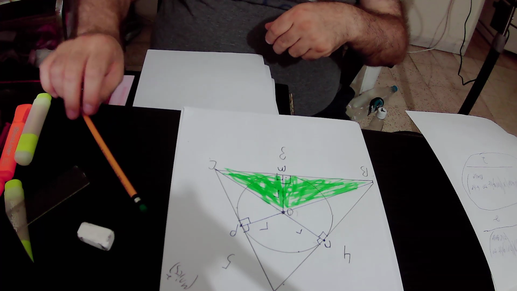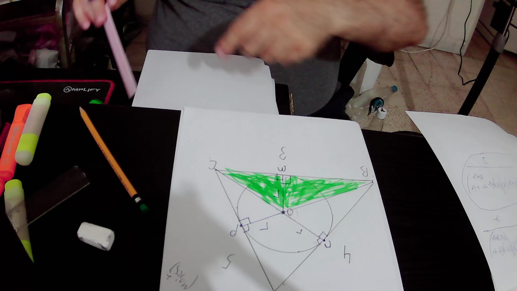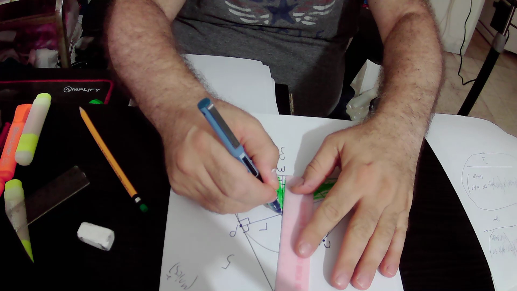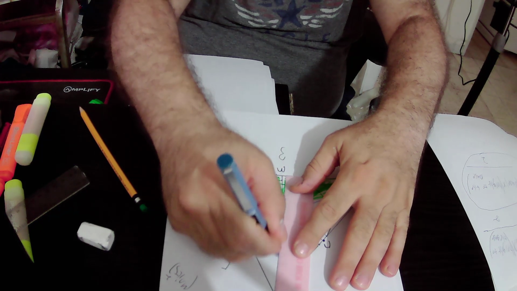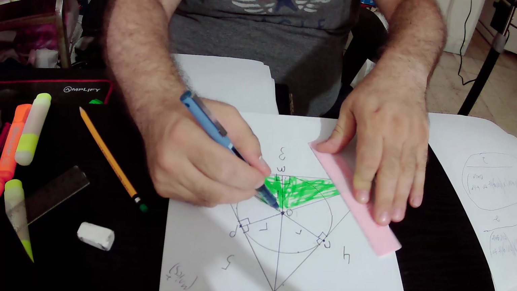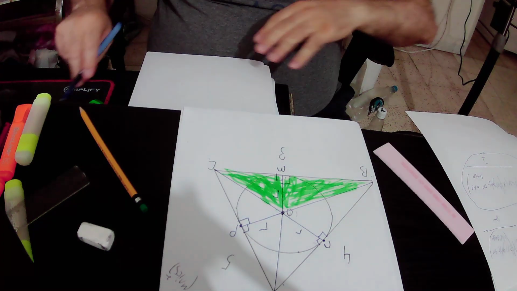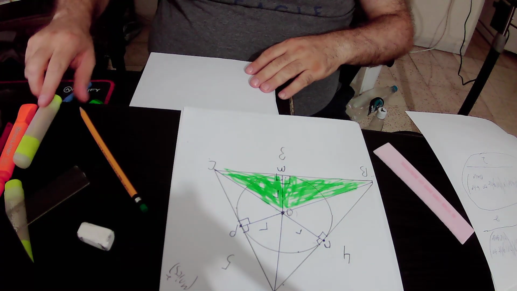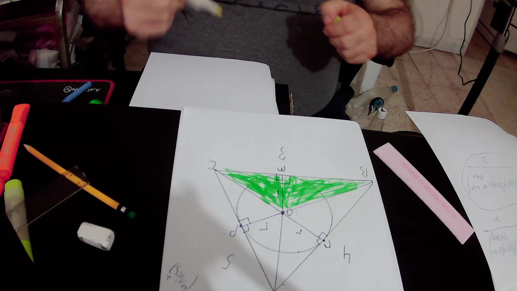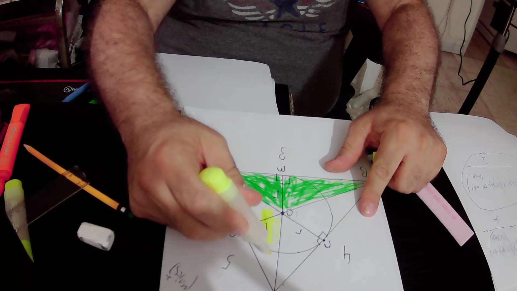In the next step we will connect points O and A together by a straight line. We connected points O and A by a straight line, and we will focus on triangle AOC, the yellow triangle.